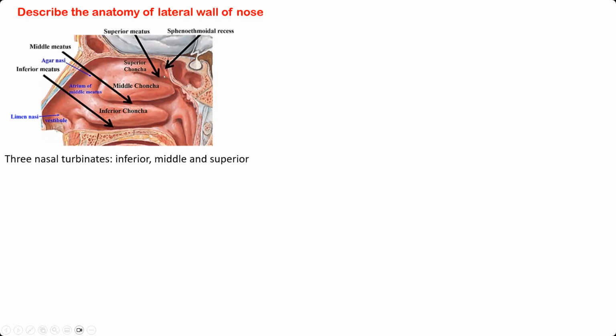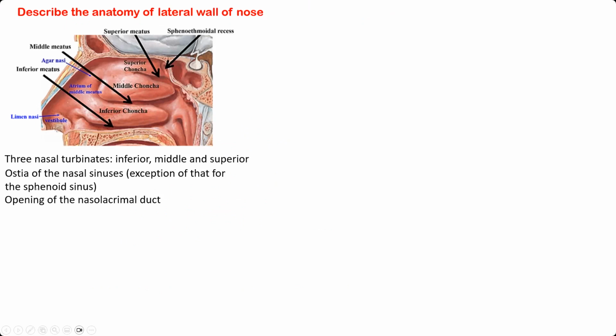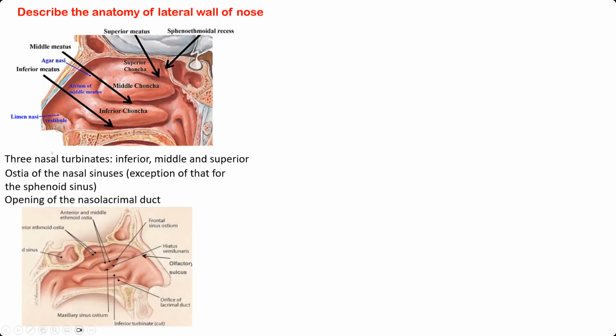There are ostia or openings between these turbinates, and the opening of the nasolacrimal duct, which is the duct from the eye, is also in the lateral wall. These are all the openings that you will see. You have the ethmoidal sinus opening, the frontal sinus opening, the maxillary sinus opening. So all the sinuses, which are nothing but, what is the sinus in this?